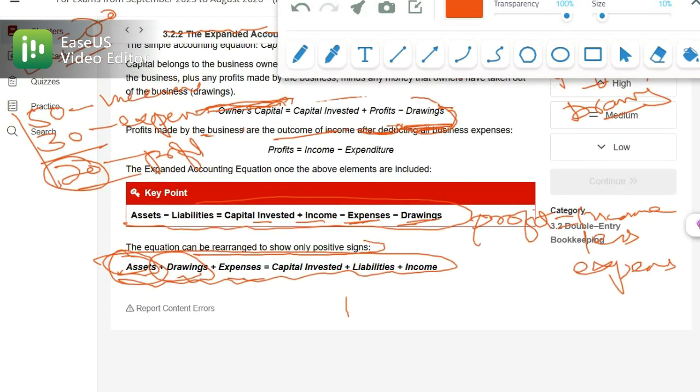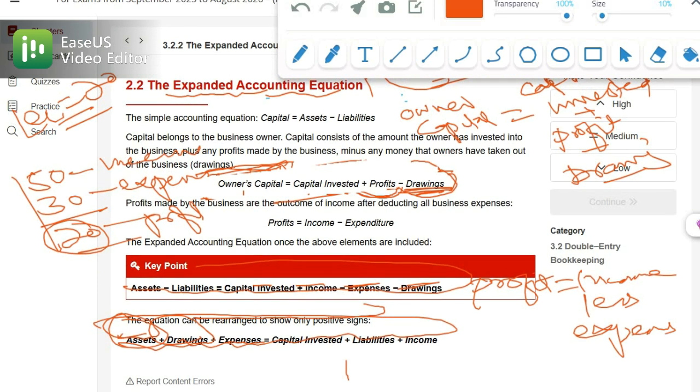So what we have understood is this: think of your business like a box. Inside the box are your assets, let's say cash, furniture, and stock, and outside of the box you have your liabilities, like your loans and creditors. Whatever is left after paying debt is your capital. But capital isn't fixed. It grows when you earn income, shrinks when you spend on expenses, and drops when you take drawing. That is why we expand the equation. It tells the full story of how money moves in and out of the business.